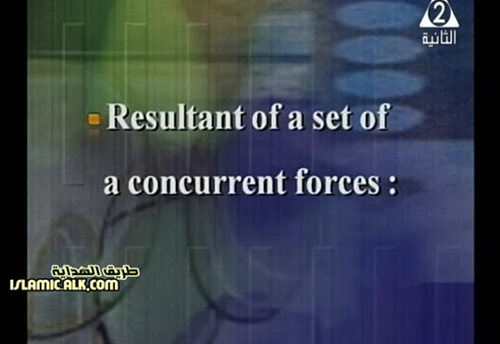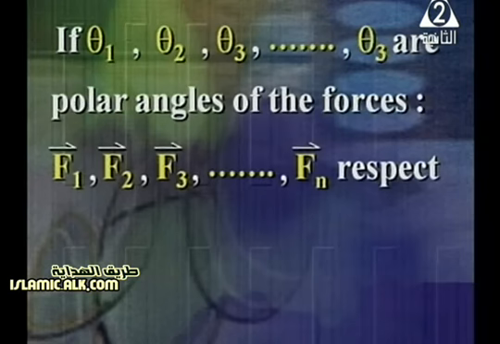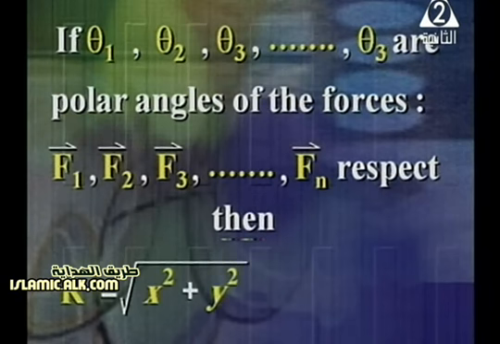Resultant of a set of concurrent forces. If we have more forces, with angles theta 1, theta 2, theta 3, up to theta n, which are the polar angles of the forces F1, F2, F3, up to Fn, with respect to the x-axis, then what is R? R, the resultant, equals the square root of x squared plus y squared.